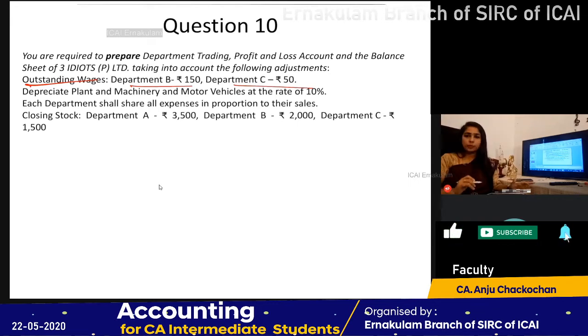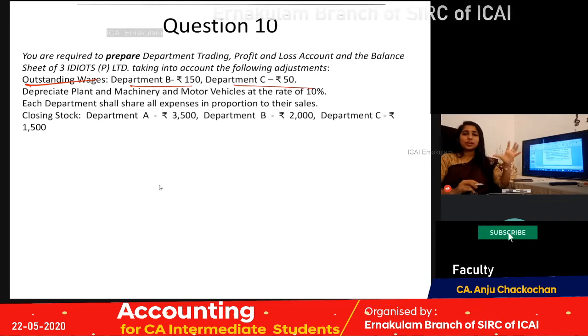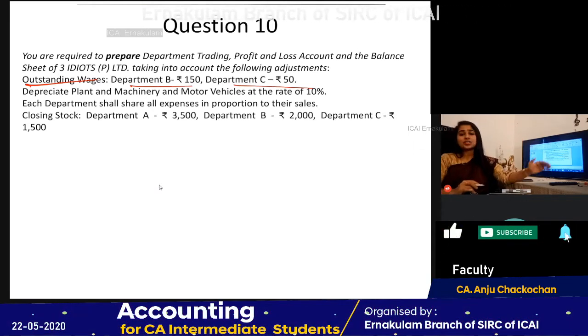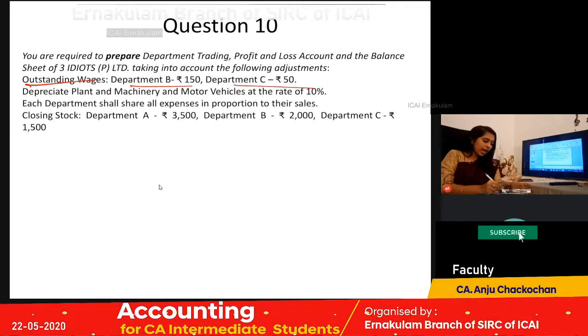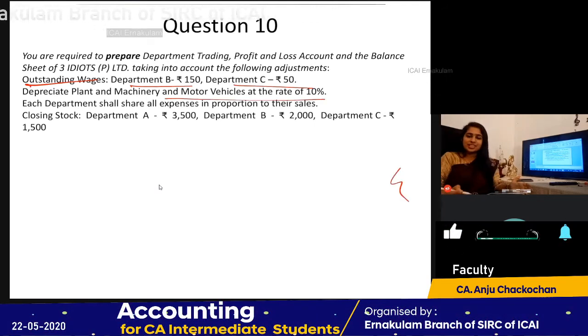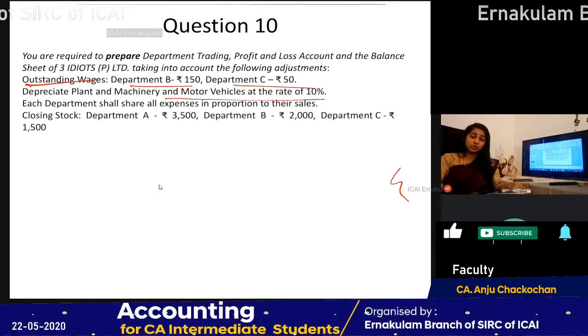So the point we have to consider here is that the wages you will have to take in the P and trading account, and also the outstanding amount you will have to record in the balance sheet. Okay, and then depreciate plant and machinery and motor vehicles at the rate of 10%. You very well know what the journal entry to record depreciation is. Yes or no? The journal entry is nothing but depreciation account debited to profit and loss and to fixed assets.